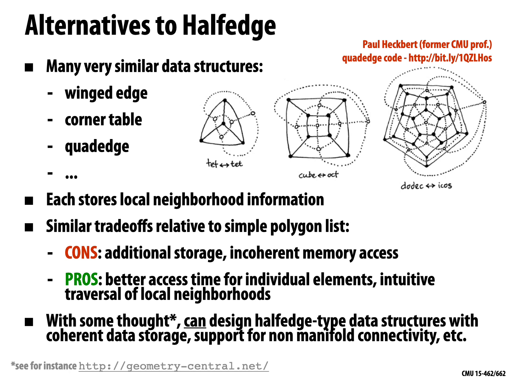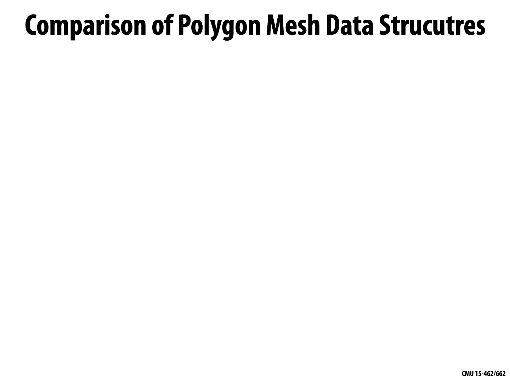But actually, with just a little bit more thought, you can come up with half-edge type data structures that do have coherent data storage, that do support non-manifold connectivity and so forth. And there's a link to one such example at the bottom.